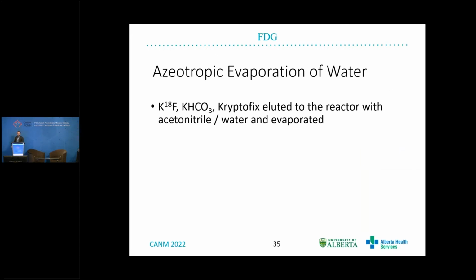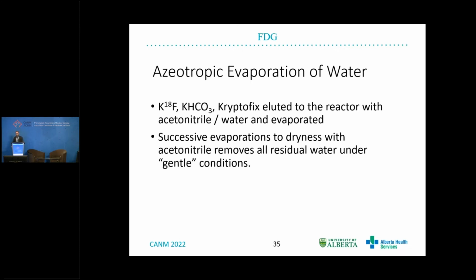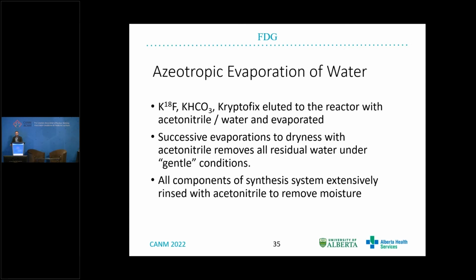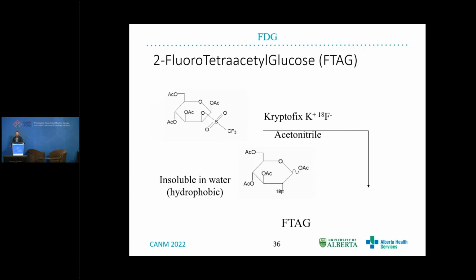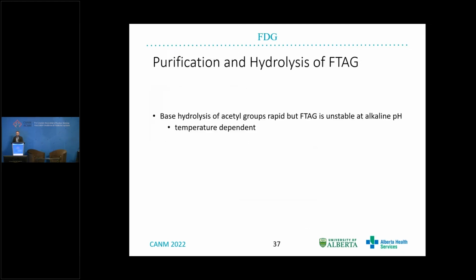So after we have eluted the F18 and the water is evaporated, we do successive evaporations to make sure it's dry, and all the components are also rinsed with acetonitrile to get rid of moisture. So what we then have is the fluorotetraacetyl glucose, the protected FDG. So we do base hydrolysis to get to our FDG.